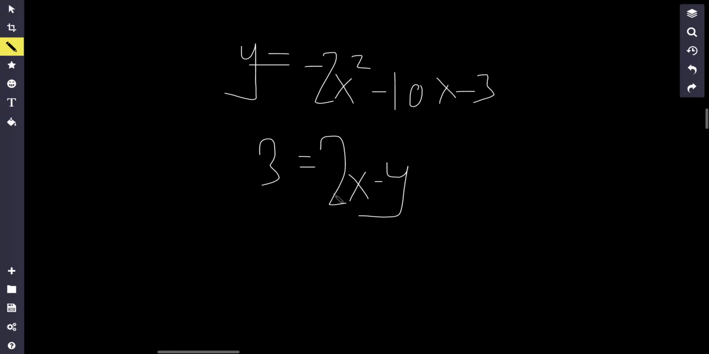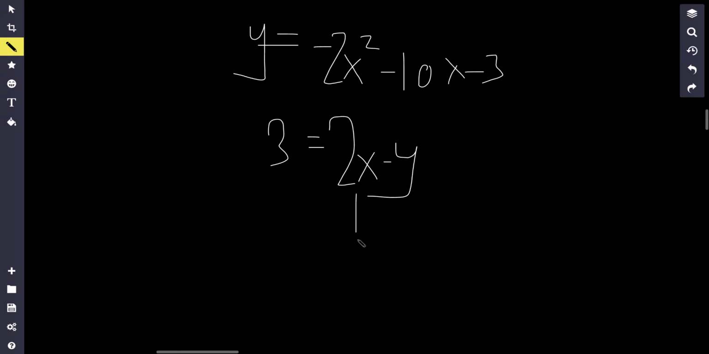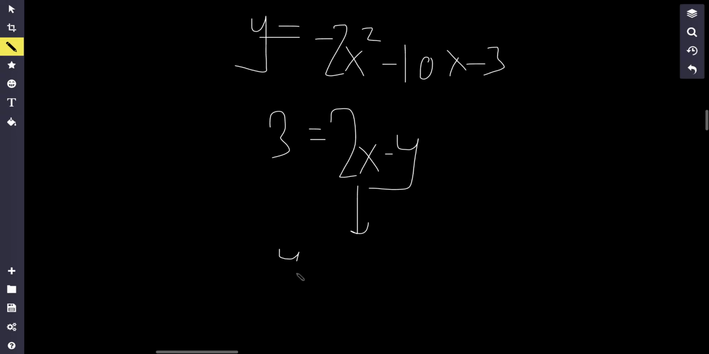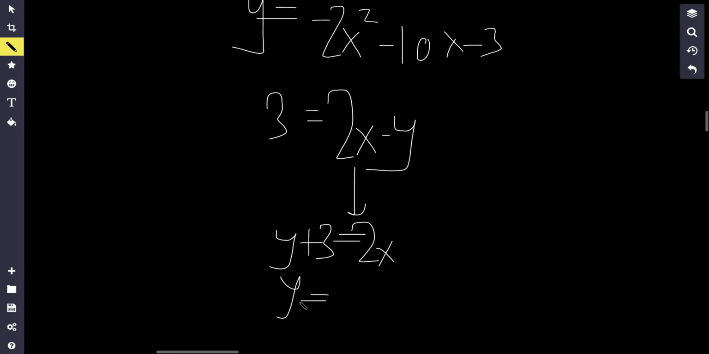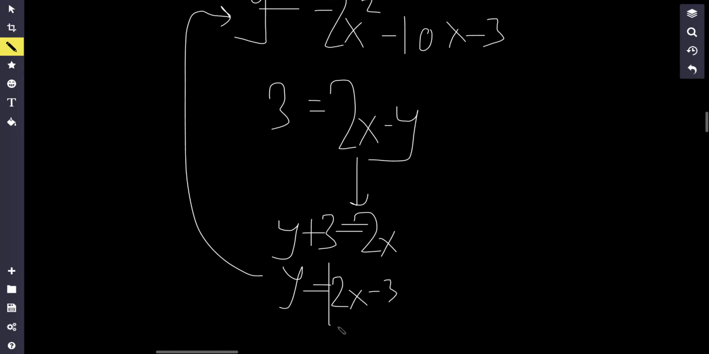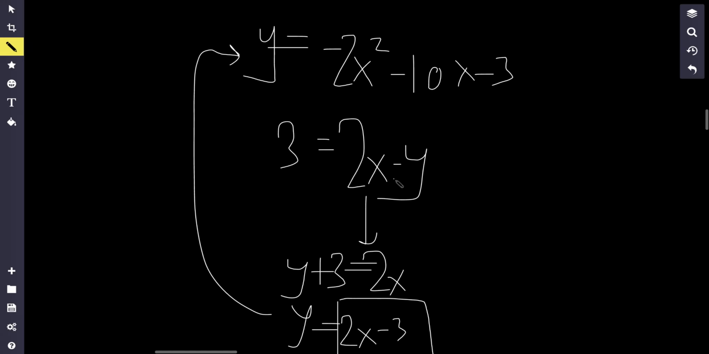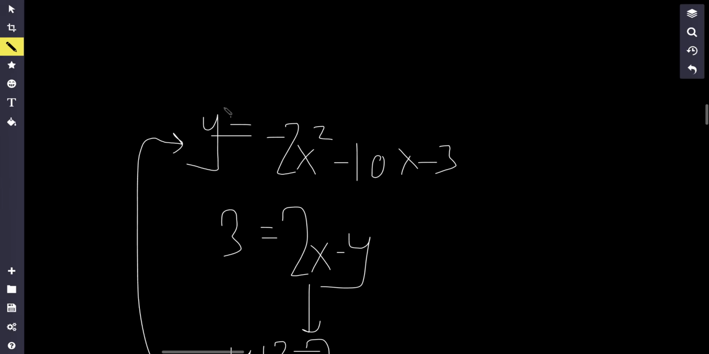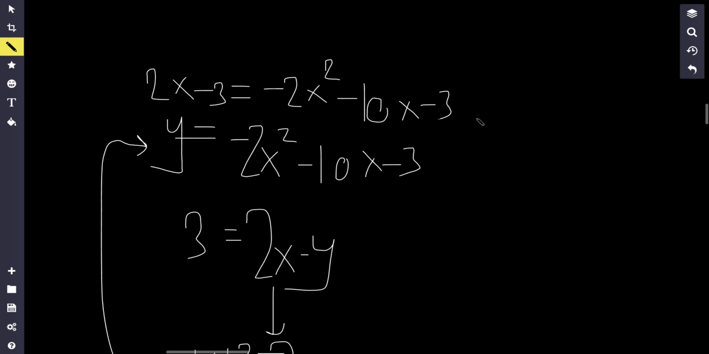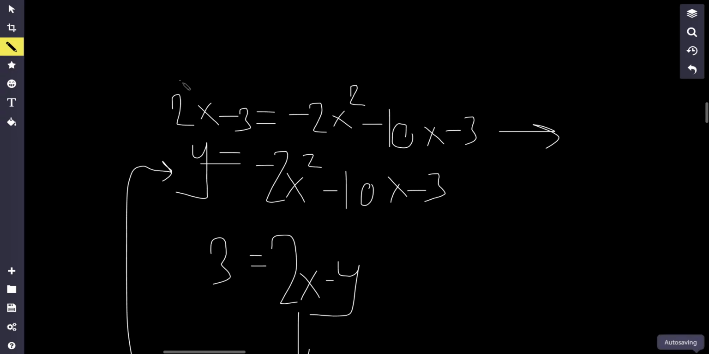Now, first I'm going to solve for y here. I'm going to add y to both sides, so I get y plus 3 is equal to 2x, and I get that y is equal to 2x minus 3. Now I'm going to plug 2x minus 3 in for y in the quadratic equation. Whenever I'm doing these types of problems, I like to use substitution. So I get 2x minus 3 is equal to negative 2x squared minus 10x minus 3.